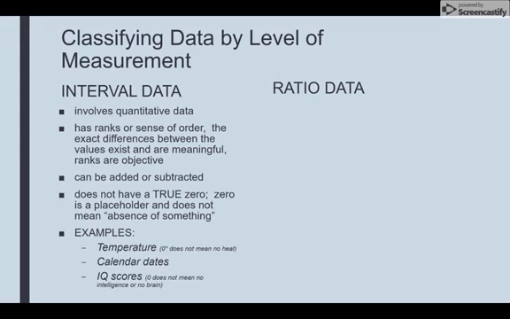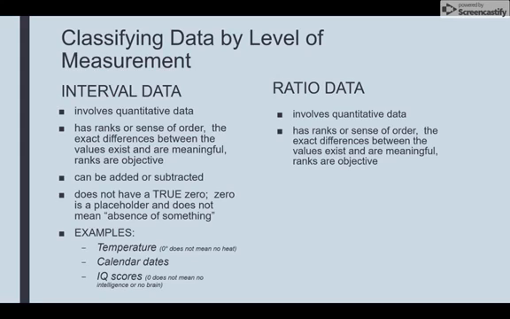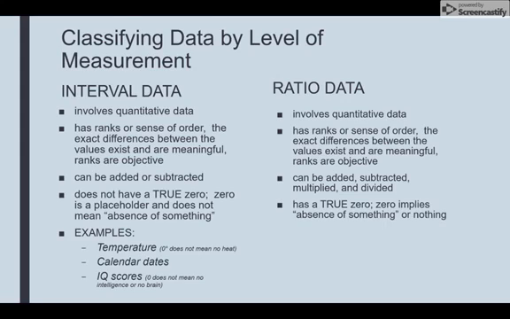Finally, the 4th level is ratio data. Ratio involves quantitative data as well. It has that sense of ranking and sense of order. We can make sense of the differences between the ranks. With ratio data, we can perform the 4 basic operations: add, subtract, multiply, and divide. And ratio data does have a true 0, meaning 0 implies the absence of something or nothing. For example, height. If I say something has a height of 0 inches, I don't have anything. If I say I got 0 phone calls today, I got no phone calls. Nothing. Salary. Exam score.